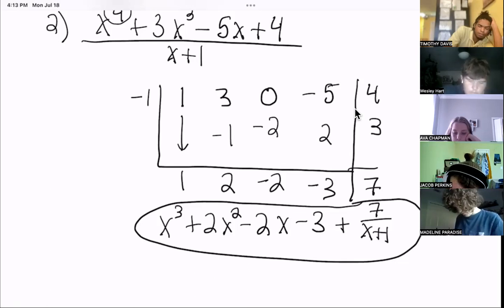If you happen to forget your 0, you will have a totally wrong answer. So it's really important to remember to always check that you have every power represented.